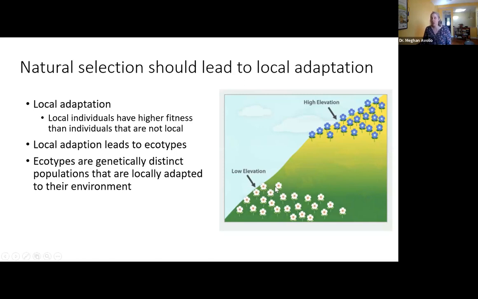If I was to take a plant from the low elevation and try to grow it at high elevation, it would not grow as well as it would if it was growing in low elevation. These are examples of local adaptation. And so again, as I said, this would be a low elevation ecotype and a high elevation ecotype. Ecotypes are genetically distinct populations. So we would be able to detect these differences not only phenotypically, but on a genetic level. And they're locally adapted to their environment. And so I want to spend a little bit more time thinking about local adaptation.